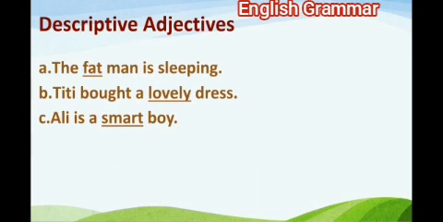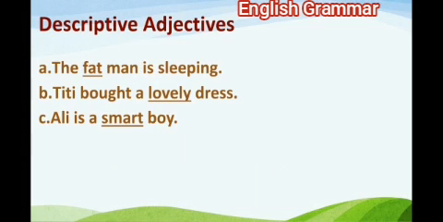Look at the second sentence. Titi bought a lovely dress. We could have ended the sentence by saying Titi bought a dress. Fine. But what kind of dress? We are trying to describe the dress. Okay? So it tells us lovely. So the dress Titi bought is lovely. So we say Titi bought a lovely dress. We are describing the noun, and it is describing the dress that Titi bought.